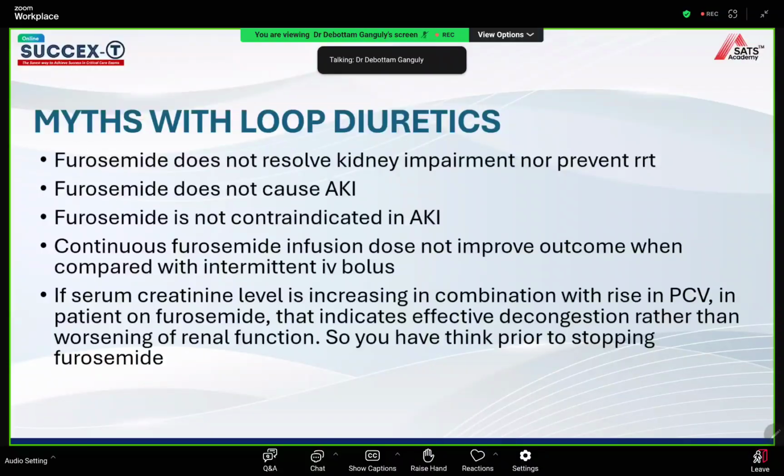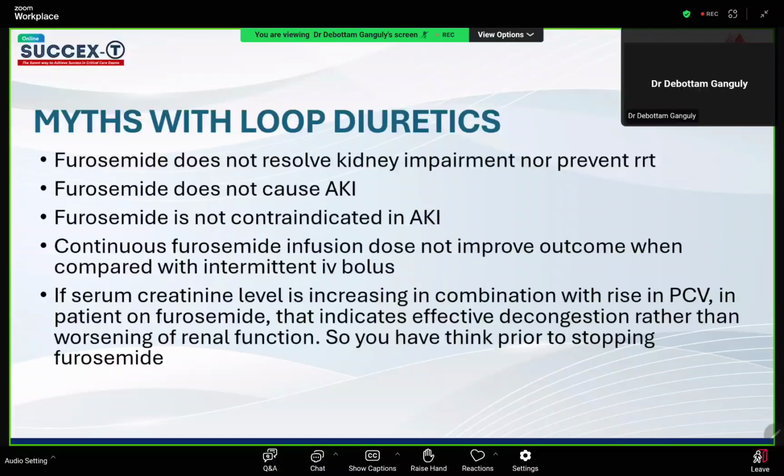Myths with loop diuretics. We have to clear these in your mind prior to your exam, particularly practical exam, and not only that but also day-to-day practice. Furosemide does not resolve kidney impairment, and it does not prevent the need of RRT. Furosemide does not cause AKI and is not contraindicated in AKI. So furosemide use is for volume overload. If you have volume overload, even if he has AKI, you can use it. If there is no volume overload, there is no need of furosemide.